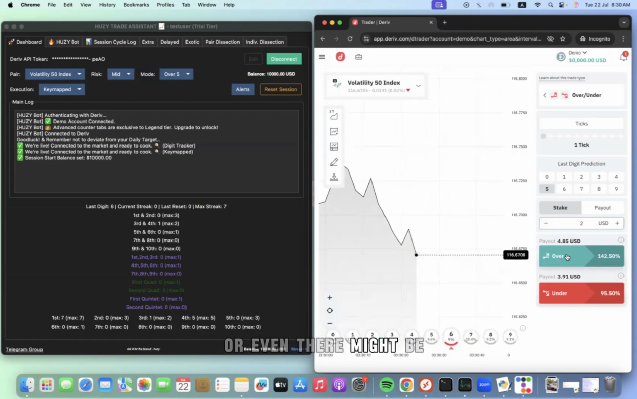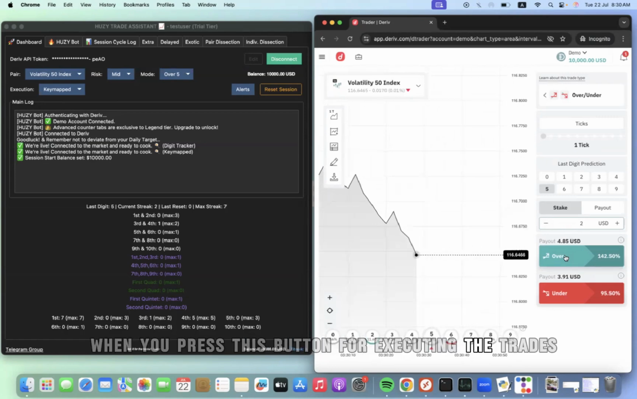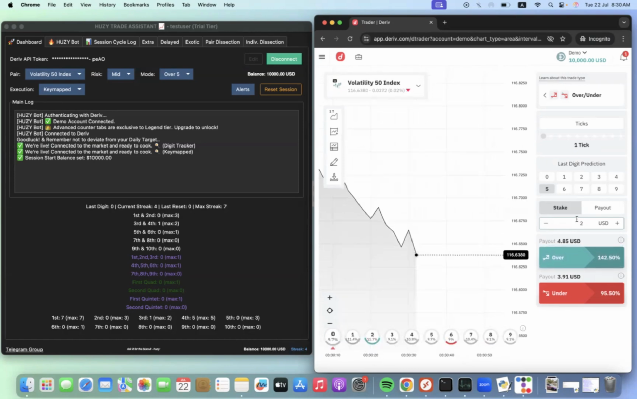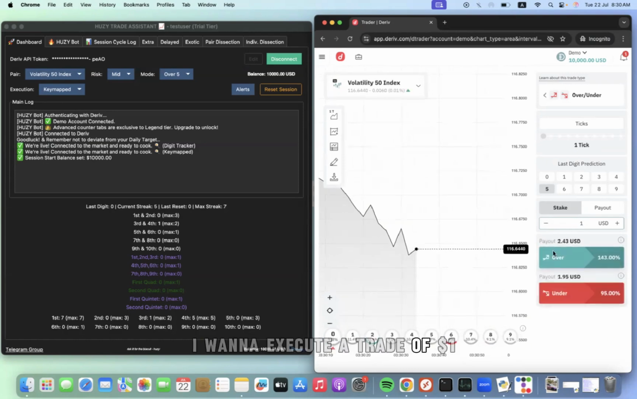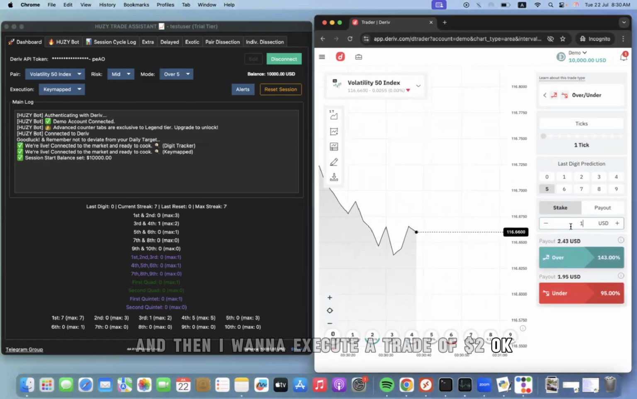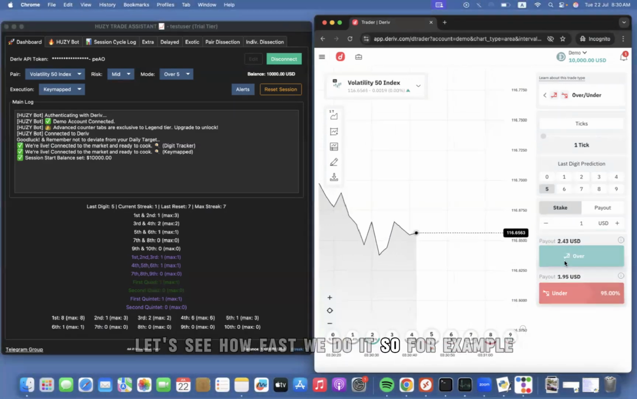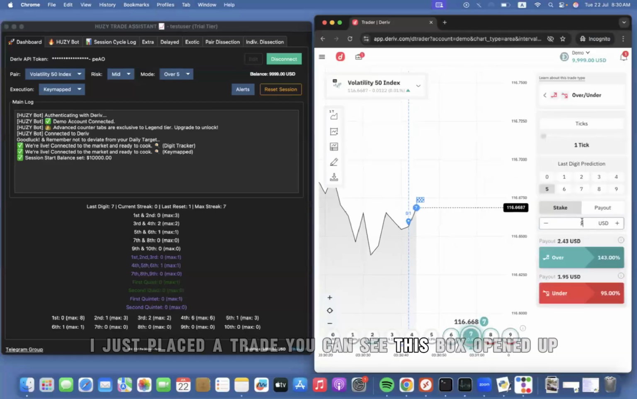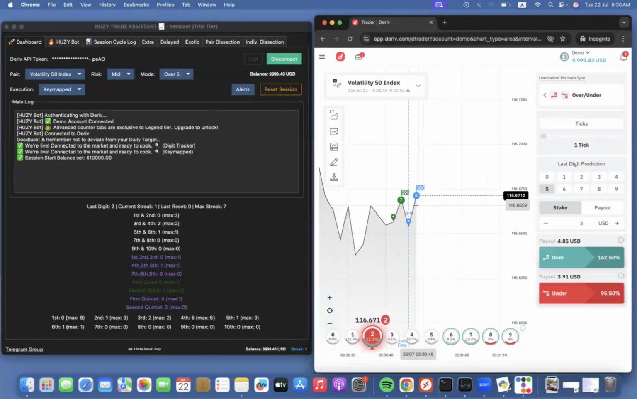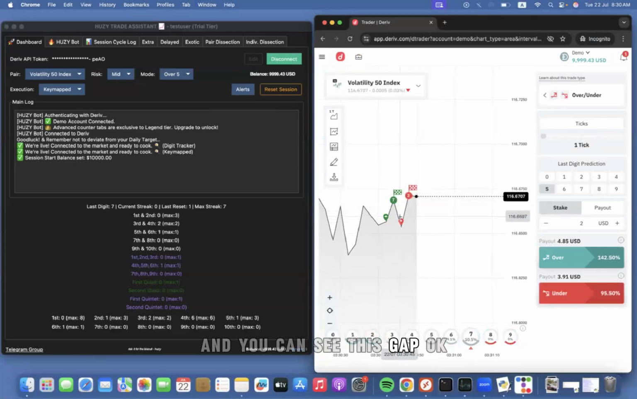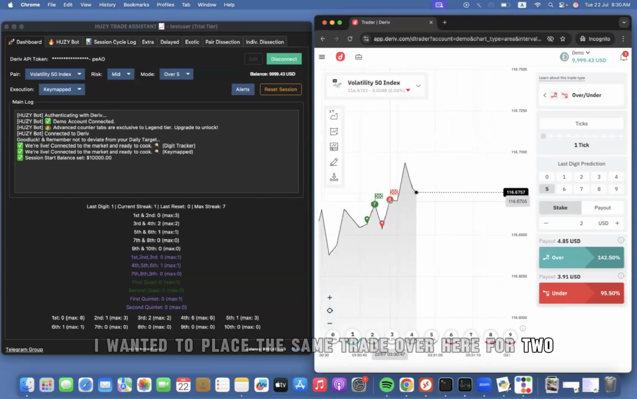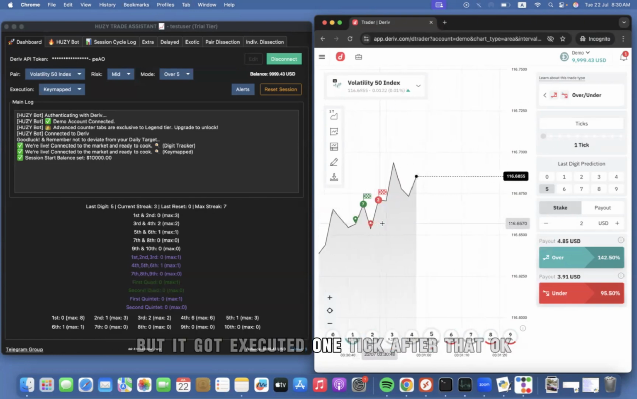Or even there might be a delay when you press this button for executing the trades. Let me give you an example. I want to execute a trade of $1 and then a trade of $2. Okay, let's see how fast we do it. So, for example, I just placed a trade. You can see this box opened up, and I just wanted to place another trade, and you can see this gap. I wanted to place the same trade over here for two, but it got executed one tick after that.